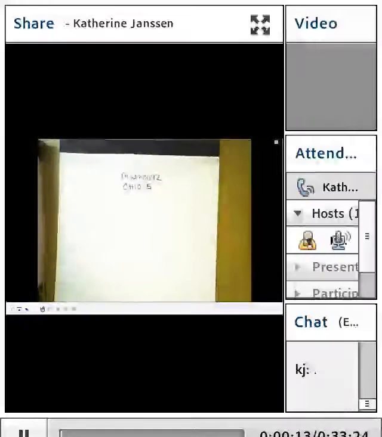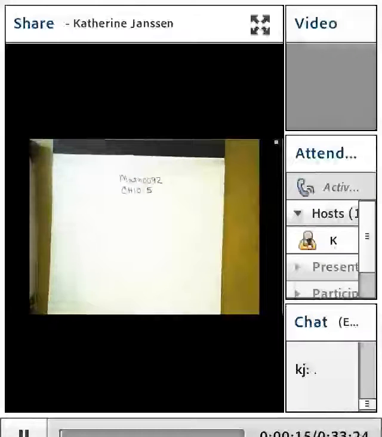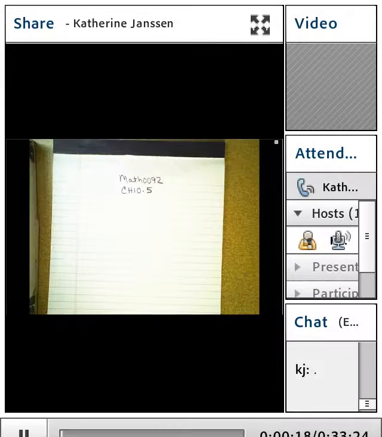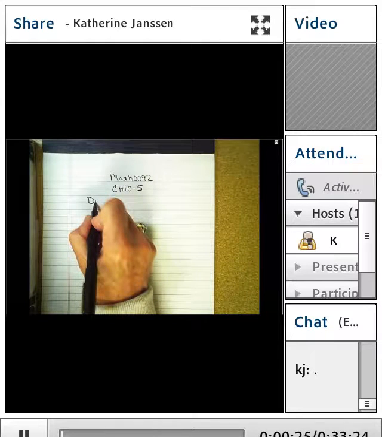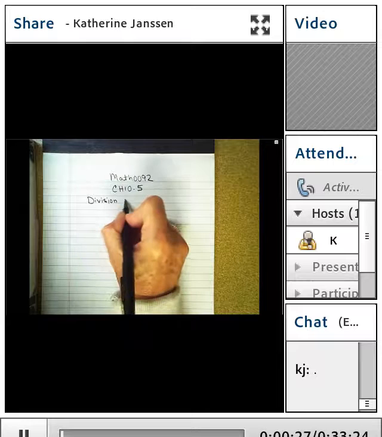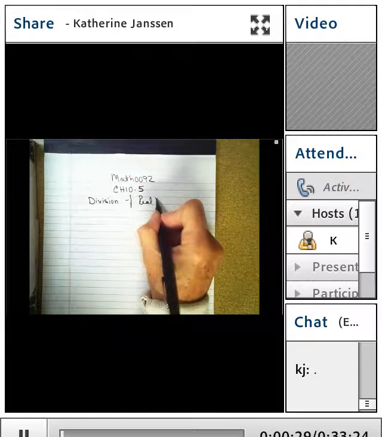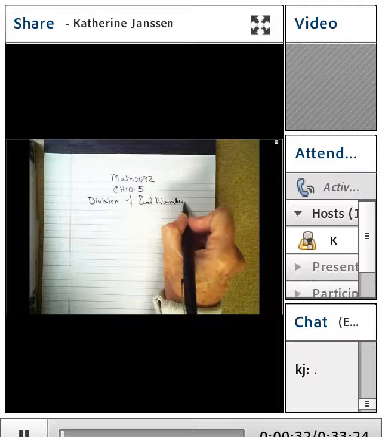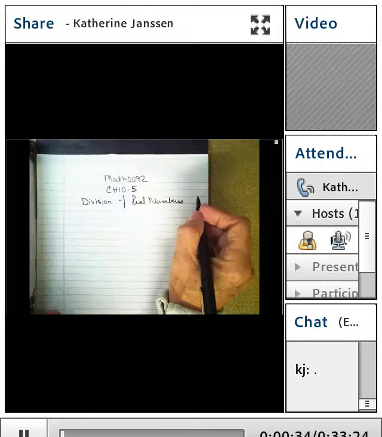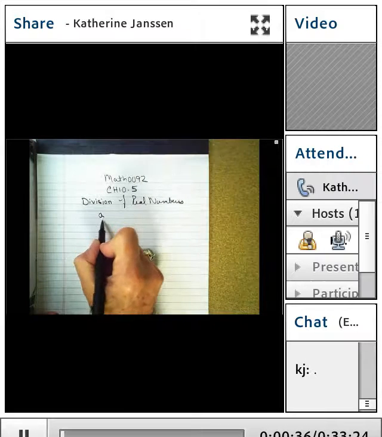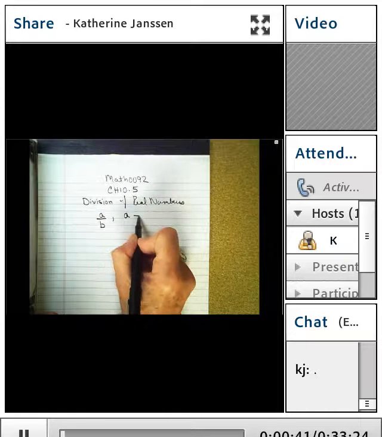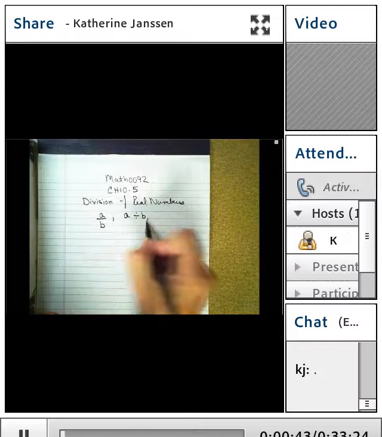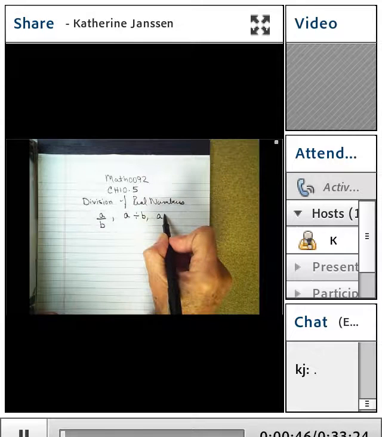All right, Math 0092, we're continuing with the operations for real numbers. And in Chapter 10, Section 5, we're going to be working with division of real numbers. Division where we have a real number divided by a real number. We might see the division sign like this. We could see it like this, A divided by B.